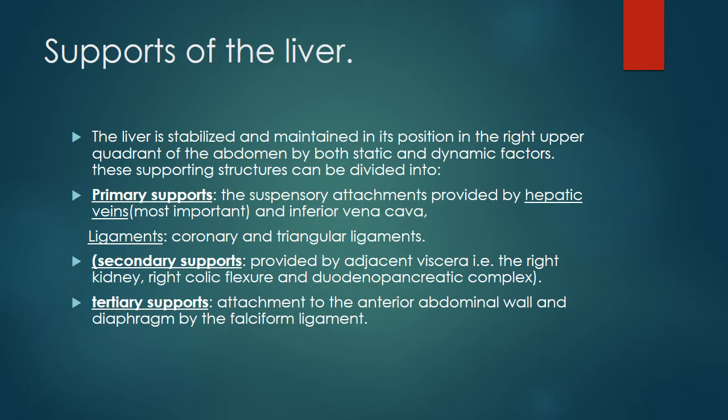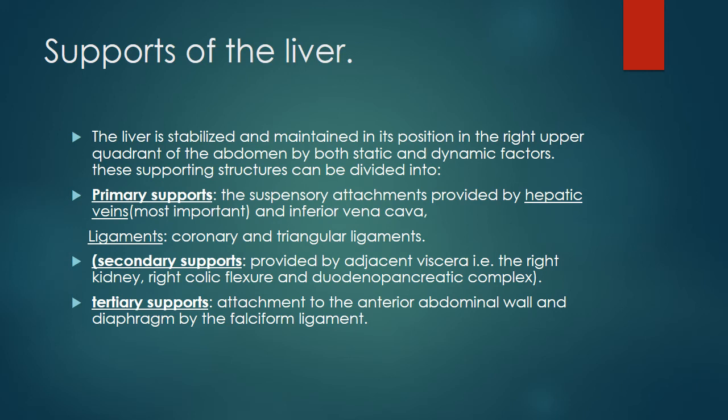Now we know the liver is the largest organ in the body, and the weight of the liver is about 1.5 kg. How is the liver stabilized and maintained in its position in the right upper quadrant of the abdomen? It is maintained by both static and dynamic factors. We can divide the supporting structures into primary, secondary, and tertiary supports.